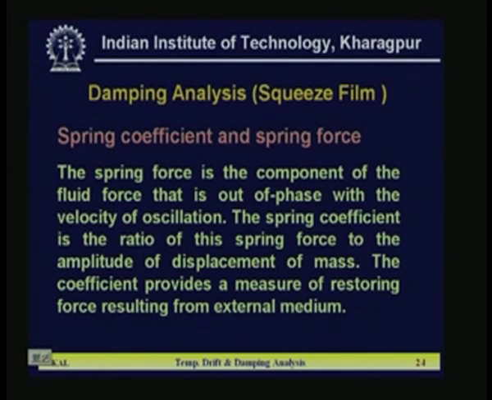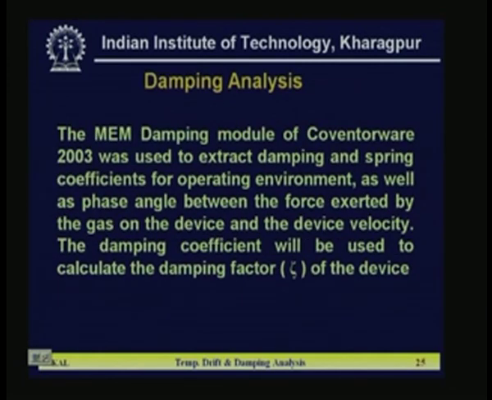The spring force divided by the amplitude of displacement of mass is known as the spring constant. The coefficient provides a measure of restoring force resulting from the external media. So, that is the spring coefficient and damping coefficient definition. Now, how do you make the analysis?